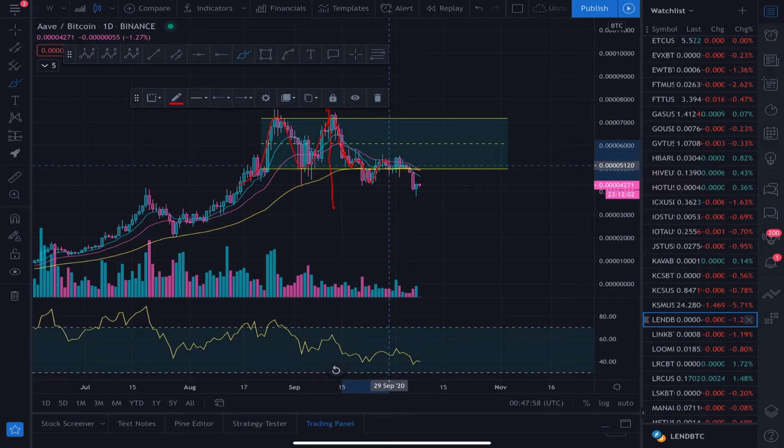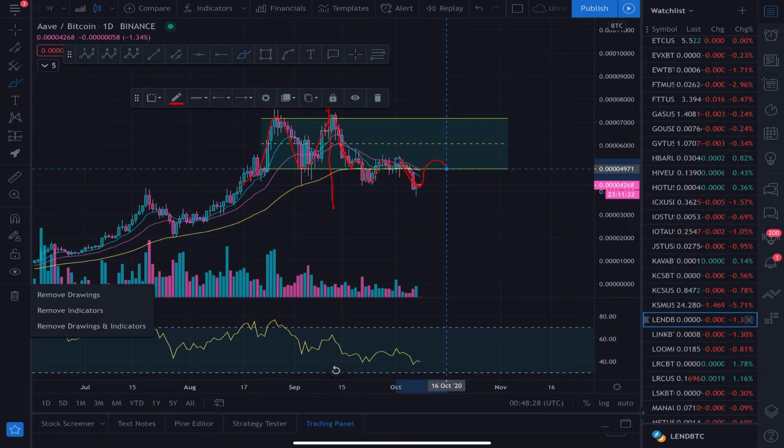We got a spring, and we have come back into the range, but we've fallen back out. So to continue the upward momentum of AVE, we need to get bought back up into this range. We need to come in at around 5,000 Satoshis for us to really start looking bullish again. If we can get bought back up into that area, I'm going to be really bullish on Lend, and I may even look at entering a position on Lend. So that's what I am seeing on the Lend.